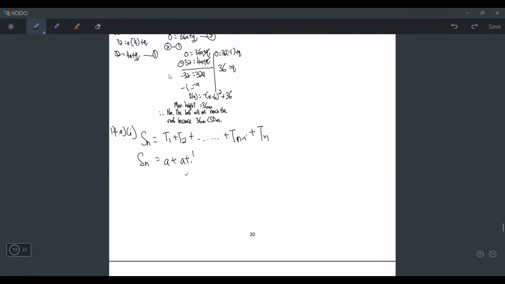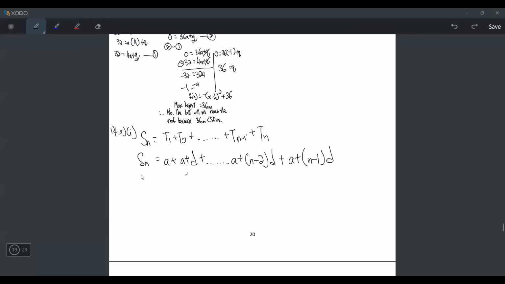Okay, so a plus 1d and then keep adding, dot dot dot, until here, same, it will be a plus n minus 1 d, but your n is n minus 1. So what is n minus 1 minus 1? It will be a plus n minus 2 d, and then plus Tn, this one is a plus n minus 1 d.